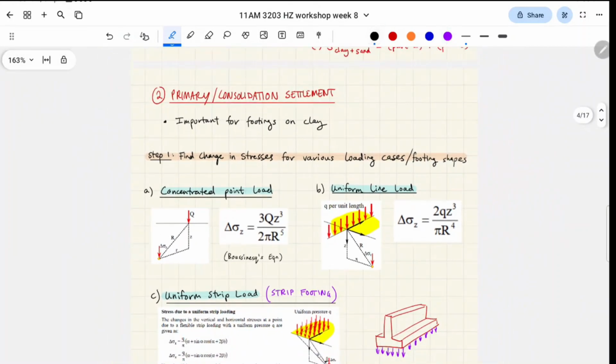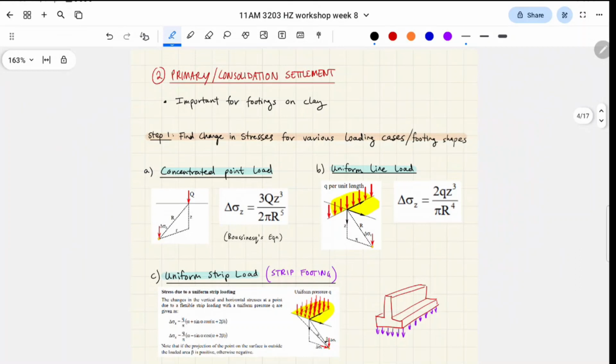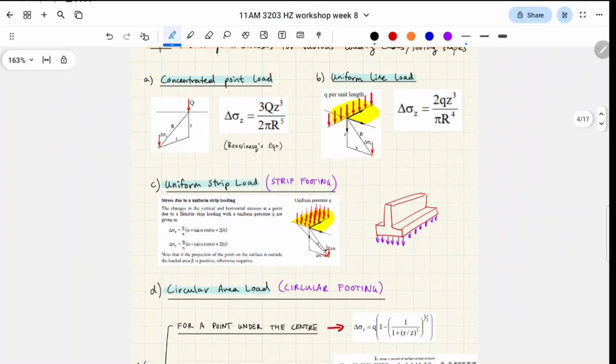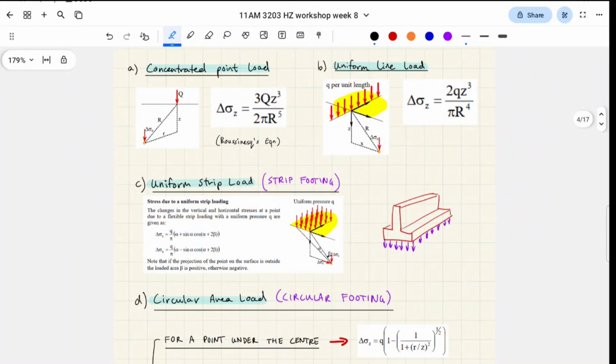Yeah, that will make more sense when we're doing the actual question. But if you remember all of these from soil mechanics, Boussinesq's equation and friends, they're basically for various loading cases, okay? So the concentrated point load is very similar to a point load, right? And we care about, okay, how does this affect our point of reference in the soil?